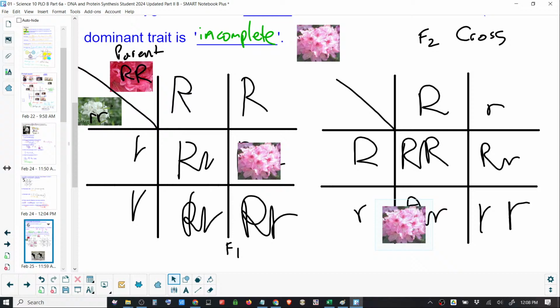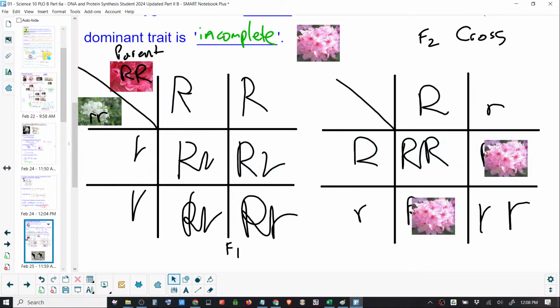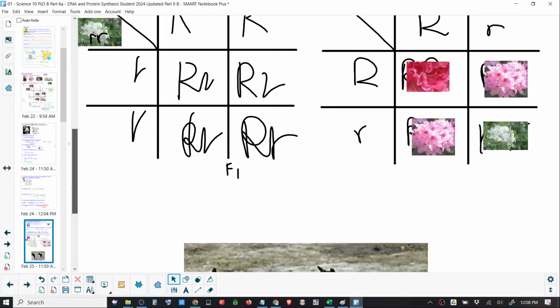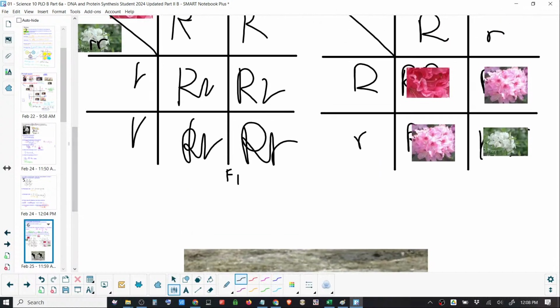Oops. I mean pink. So pink, red, and white. And so at that point, your genotype and your phenotype often look the same. I guess we didn't do that. The genotypic ratio would then be what? I guess we stopped there. What's the genotypic ratio? For somebody who was here.